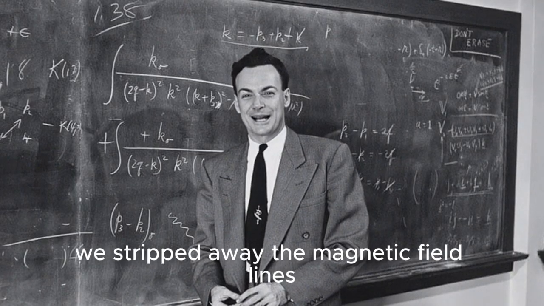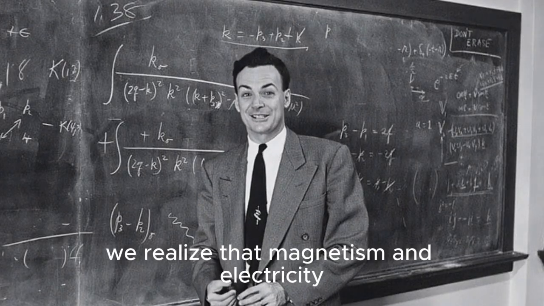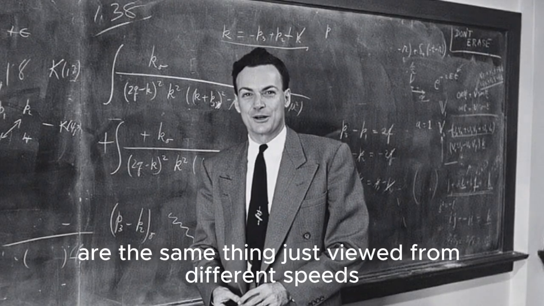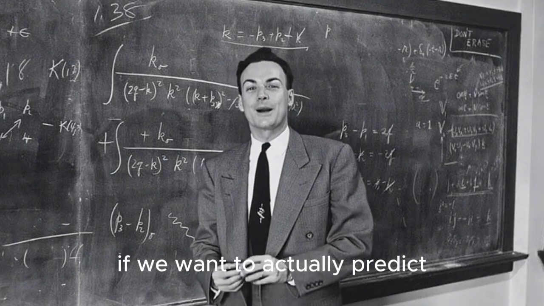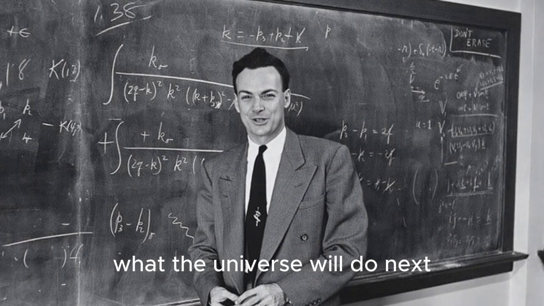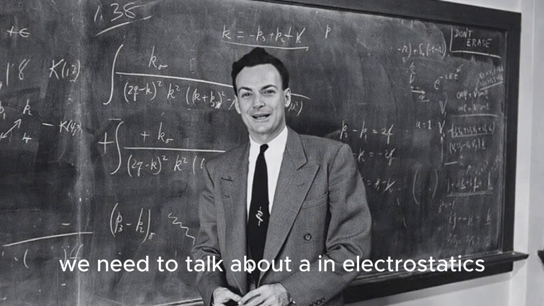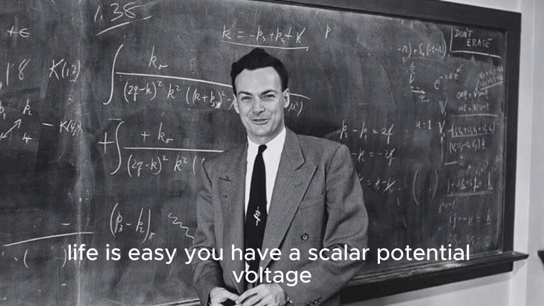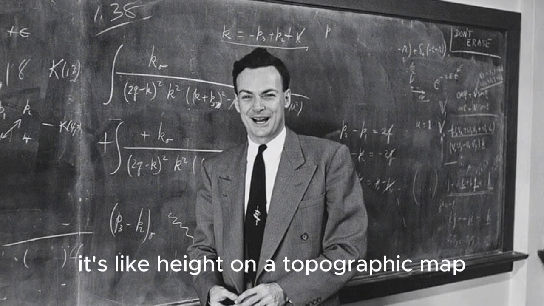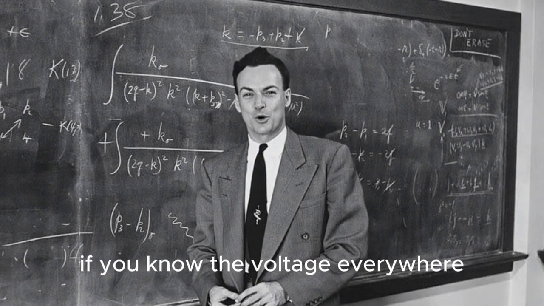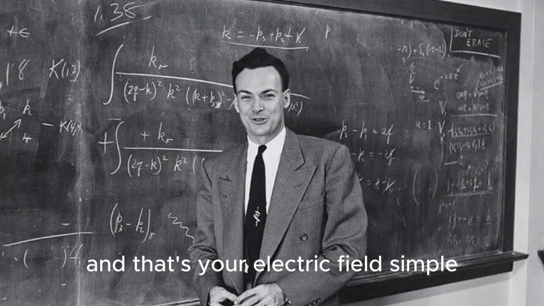We left off with a cliffhanger. We stripped away the magnetic field lines and realized they are just cartoons. We realized that magnetism and electricity are the same thing, just viewed from different speeds. But if we want to calculate this mess, if we want to actually predict what the universe will do next, we need to talk about the ghost in the machine. In electrostatics, life is easy. You have a scalar potential, voltage. It's like height on a topographic map. If you know the voltage everywhere, you just roll the ball down the hill, and that's your electric field.